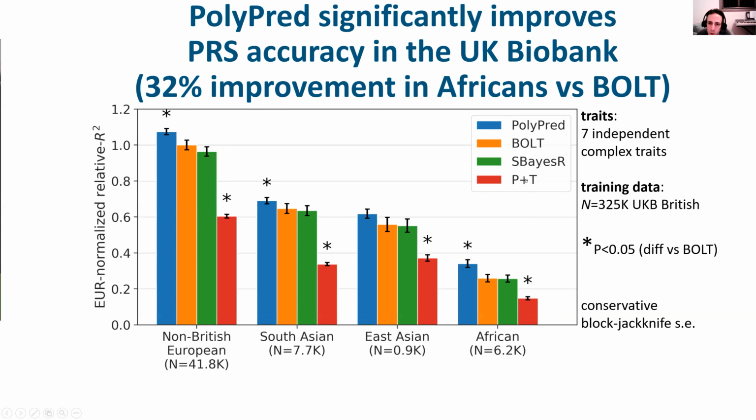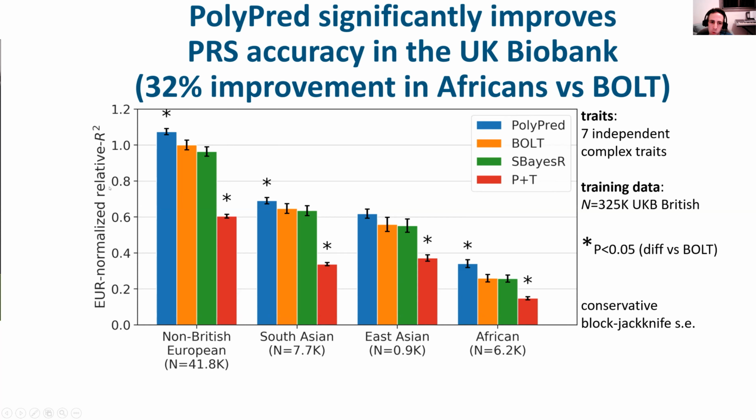So we have these 4 methods. We trained each of them using our training data of the British people. And then we applied these predictions to people in the UK Biobank that are not classified as British. So we had 4 broad population groups: non-British Europeans, South Asians, East Asians, and Africans.